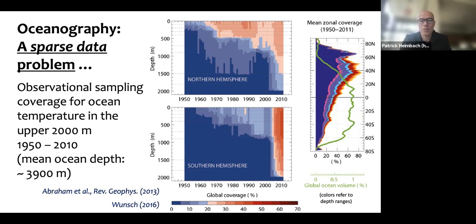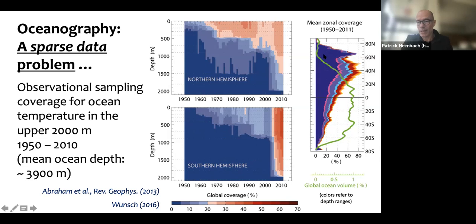So what the figure here shows, from Abraham et al. 2013, is the observational coverage as a function of depth in the northern hemisphere at the top panel here, in the southern hemisphere as a function of years from 1950 to about 2010. We see that only since the beginning of the 2000s, we begin to have a somewhat decent coverage of the upper 2000 meters. That, of course, is thanks to the advent of the Argo float data, looking better in the northern hemisphere, still not that good in the southern hemisphere. And let's keep in mind that the average depth of the ocean is actually 4 kilometers. So we're still not covering a large fraction of the full ocean depth water column.